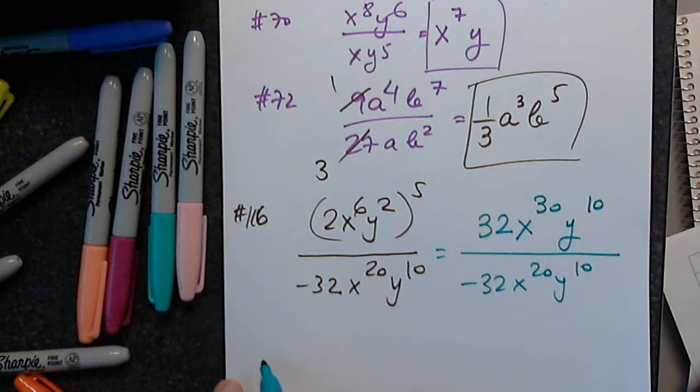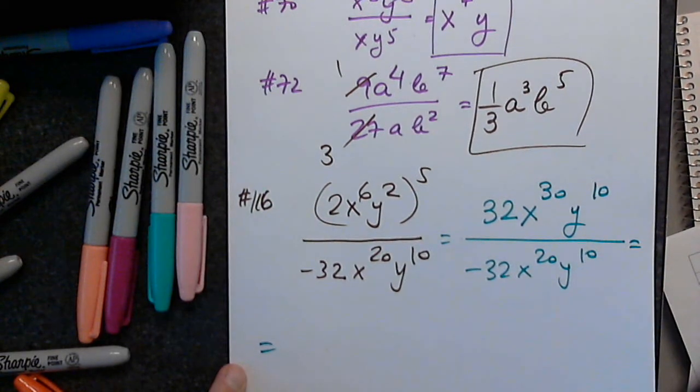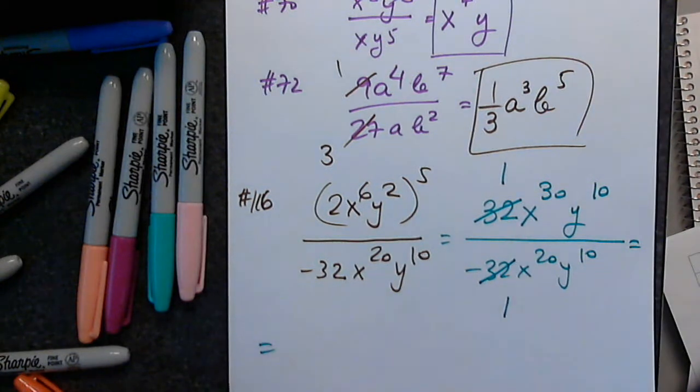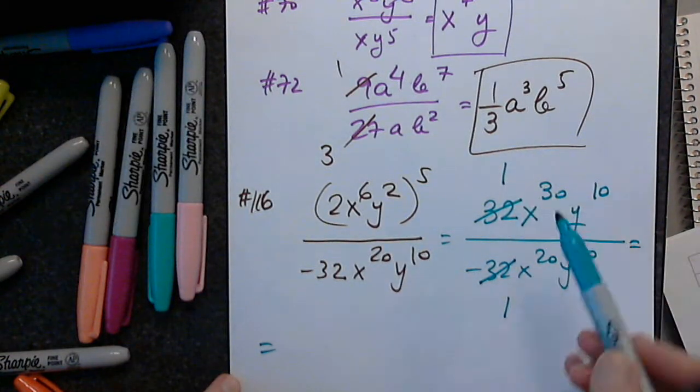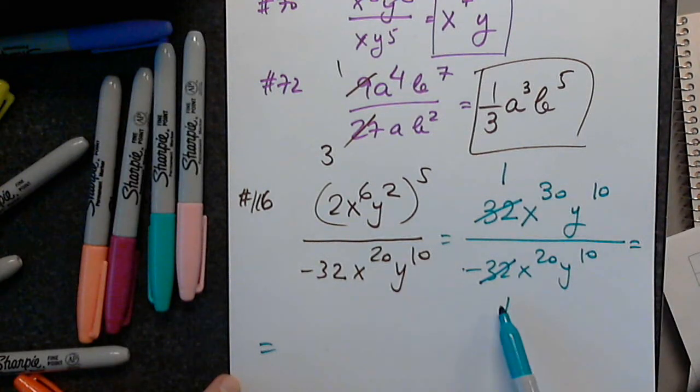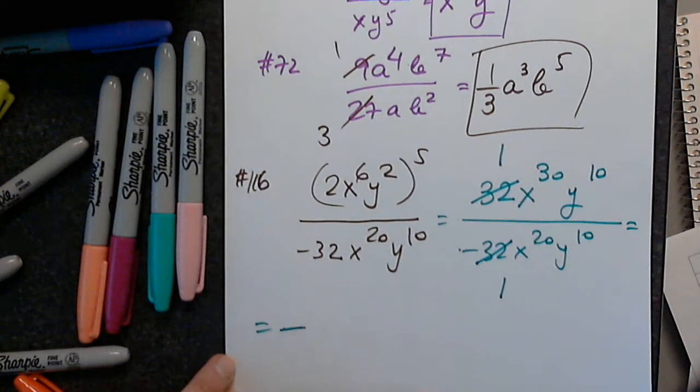Very good. I start with the numbers. Don't forget to write the 1. If you don't write the 1, you may be tempted to say or think that it's a 0 in there, which is not the case. So I have 1 over negative 1. 1 over negative 1, so this is negative.